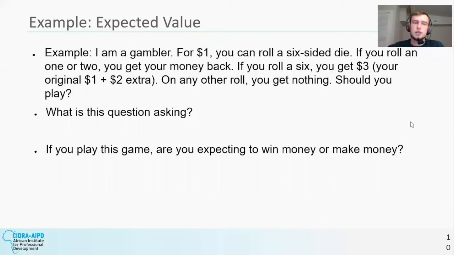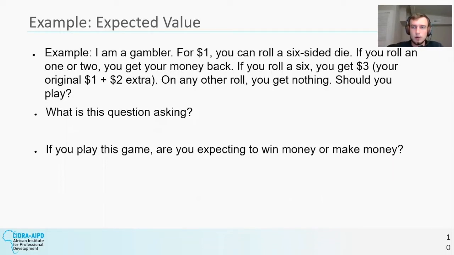So let's go through an example for this concept. Let's say I'm a gambler and I say, for $1, you can roll a 6-sided die. You roll a 1 or a 2, I'll give you your money back. You roll a 6, I'll give you $3. But not like it's really $2 because you're just getting the $1 you gave me back and then you're getting 2 more. So on any other roll, I'm giving you nothing. Should you play?